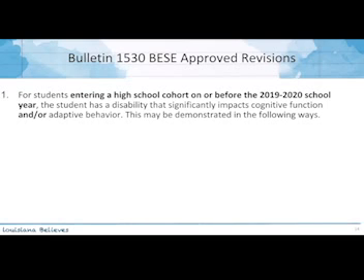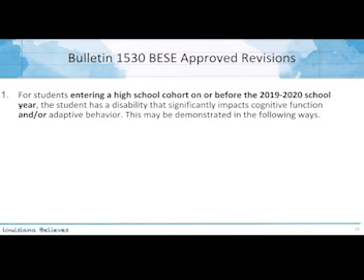The beginning of Criterion 1 is shown here. It is followed by its 3 subsections on the next slide. This criterion establishes a transition for students currently in grade 8 through high school. The first criterion begins with the transition statement. For students entering a high school cohort on or before the 2019-2020 school year, the student has a disability that significantly impacts cognitive function and/or adaptive behavior. This may be demonstrated in the following ways, which are presented on the next slide.